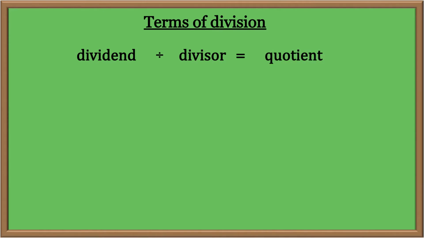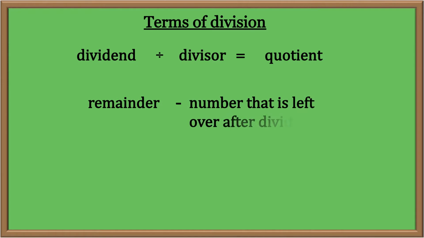Apart from these three terms, there is a fourth term, remainder, which is the number that is left over after dividing. So in division, you will get not one but two answers. The quotient, which is written as Q, and remainder, which is written as R. For example, 25 divided by 5 is equal to 5. Here, the quotient Q is equal to 5, and since there is no remainder, R is equal to 0.